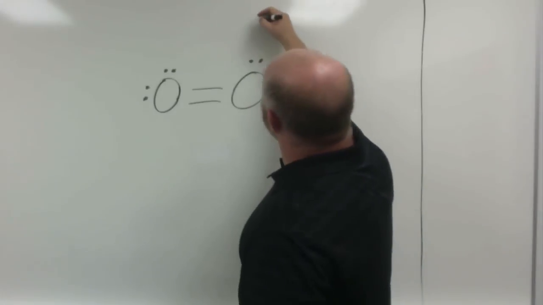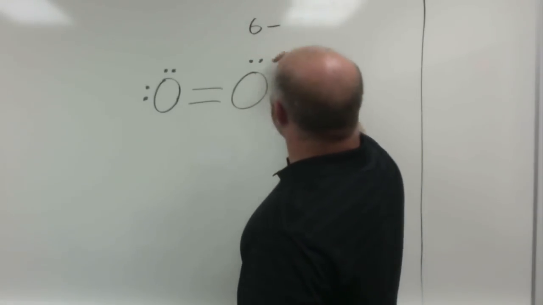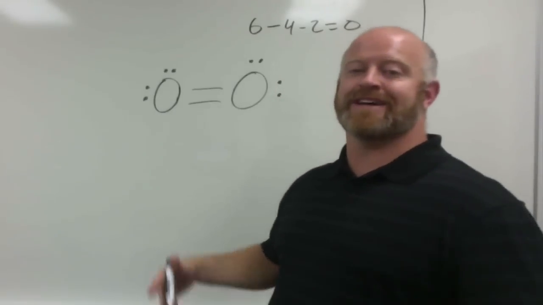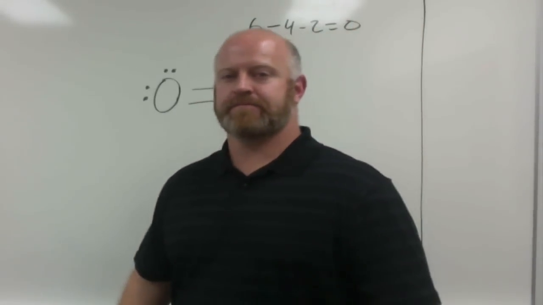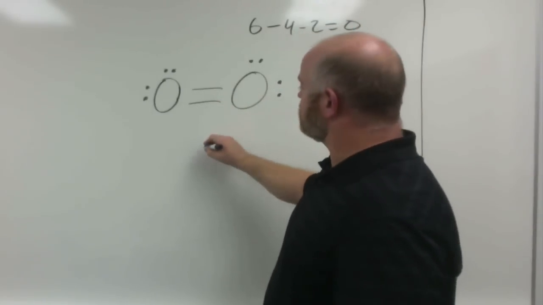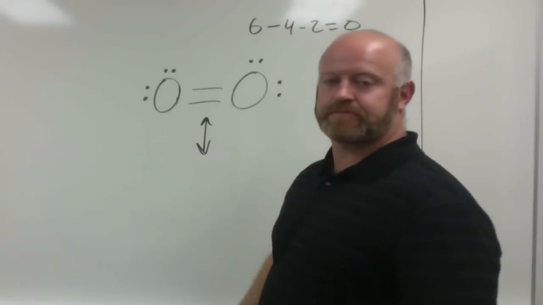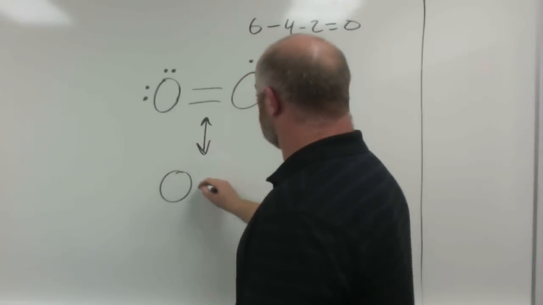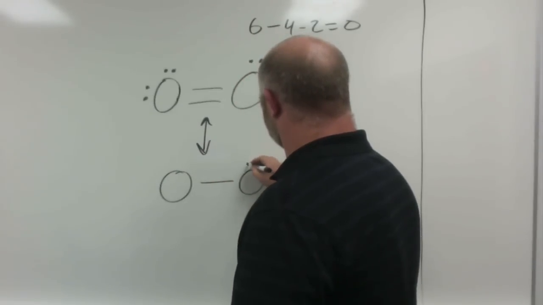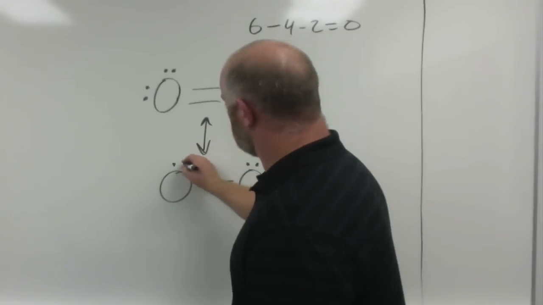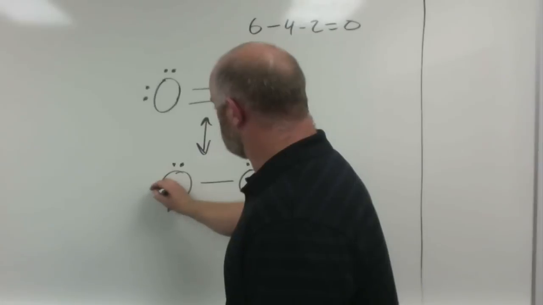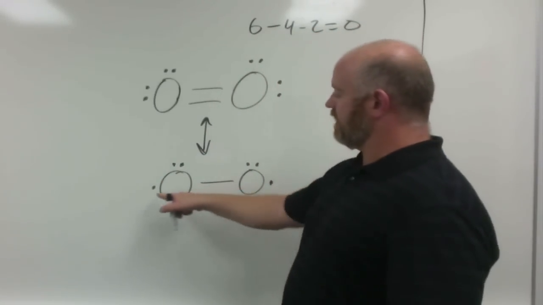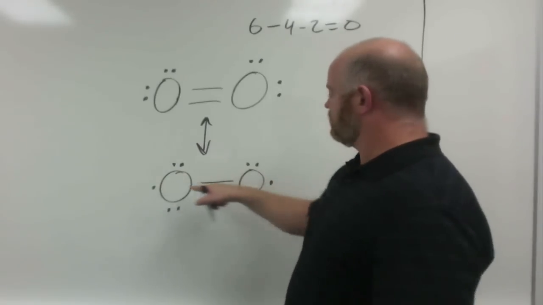Oxygen has 6 valence electrons, minus the 4, minus the 2, they're zeros. So this would make perfect sense that it does this. In reality, this is one of 2 possible resonance structures that oxygen does. The other resonance structure, which is abnormal, is such, where you have a single bond and 2 singles on the outside.